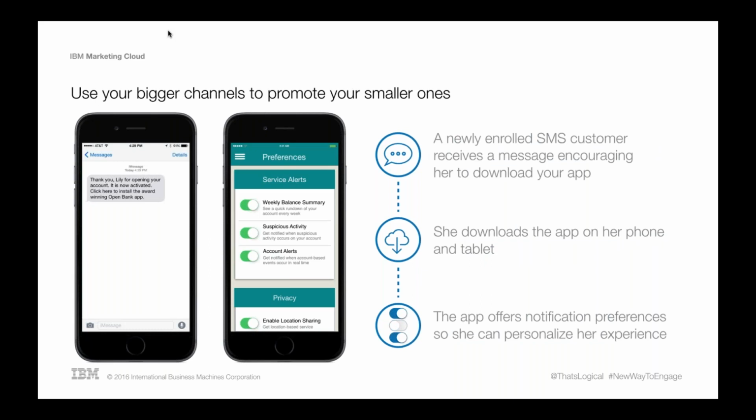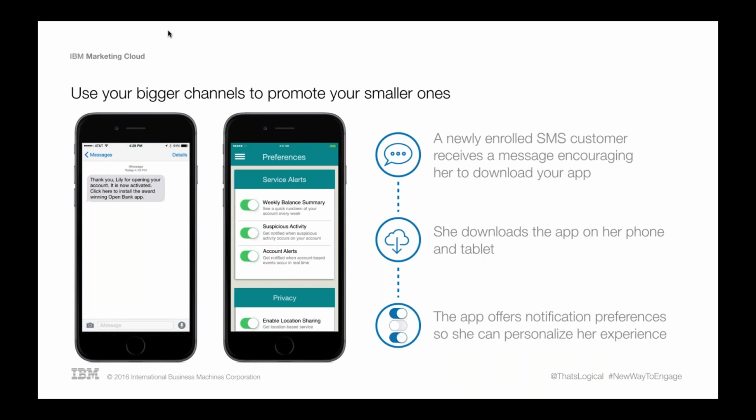Here's a nice and simple use case. Use bigger channels to promote your smaller ones, right? We talked about apps and SMS and how SMS tends to have more of a user base. Well, apps are still useful. Of course, there are many use cases where apps are very important and you need an app.